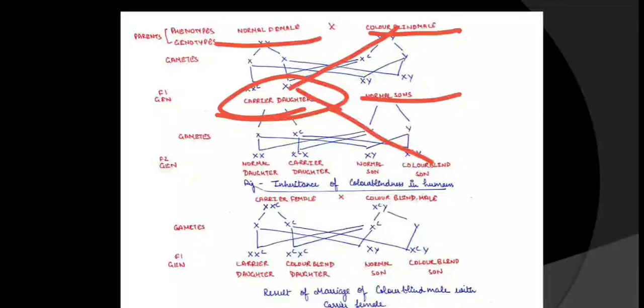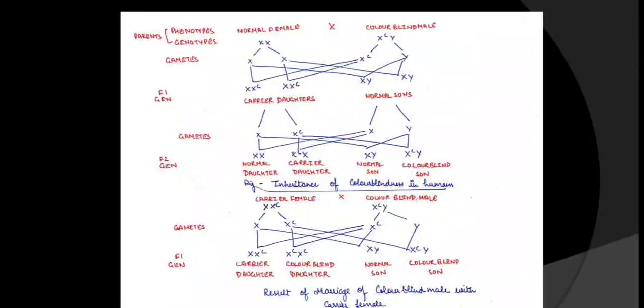Now if a carrier female marries a color blind male, then 50% of the daughters are colorblind, whereas 50% of the sons are also colorblind. So this is the inheritance of color blindness.